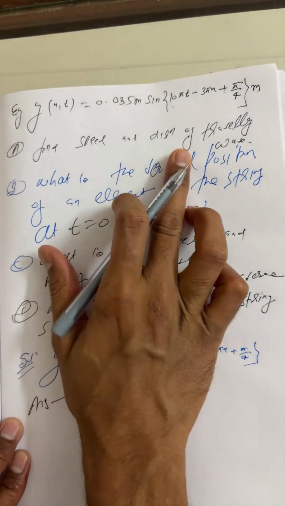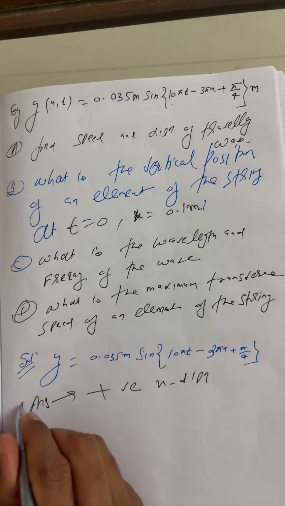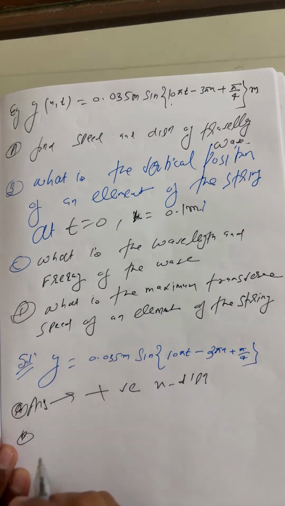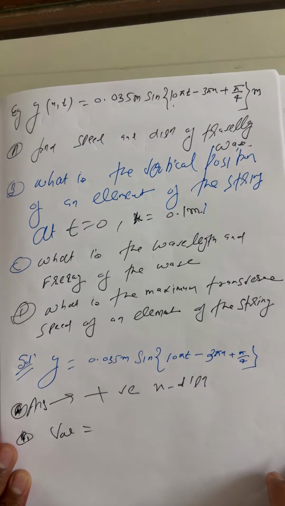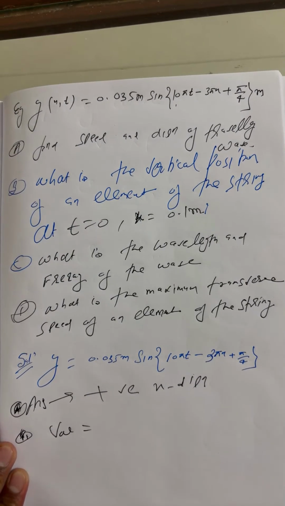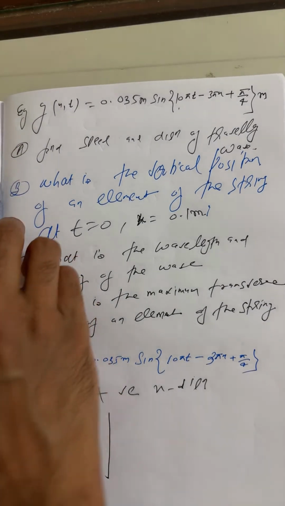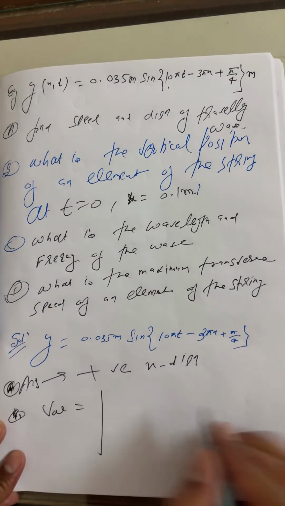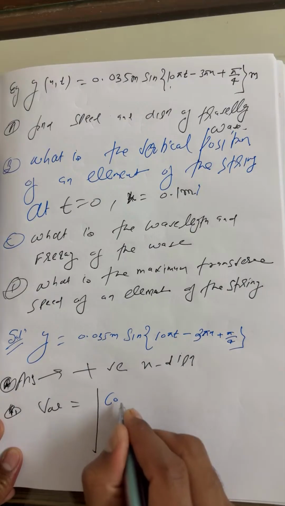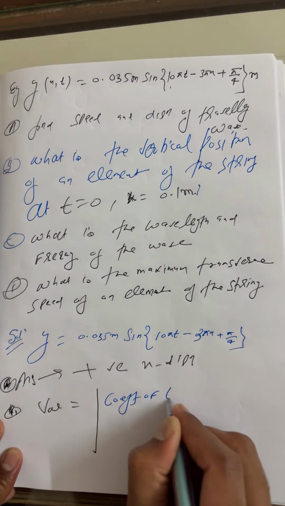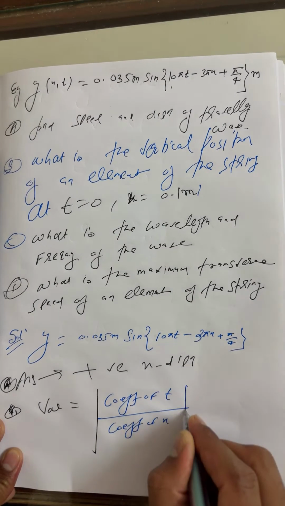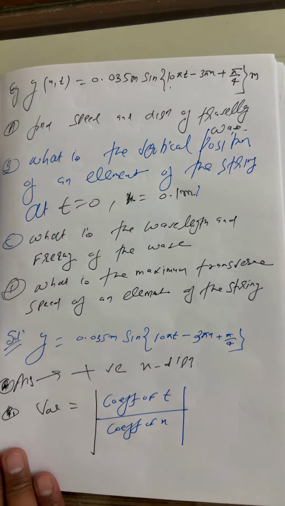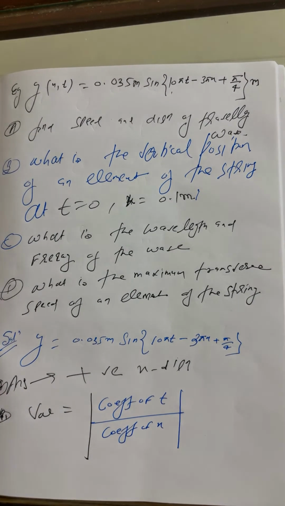Then we have to find the velocity of the wave. In part A, I am calling it part 1 and part 2. For the velocity of wave, in the classroom I gave you a short trick. Always keep in mind: the velocity of the wave is the coefficient of time upon the coefficient of x.